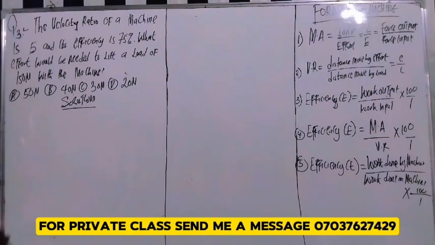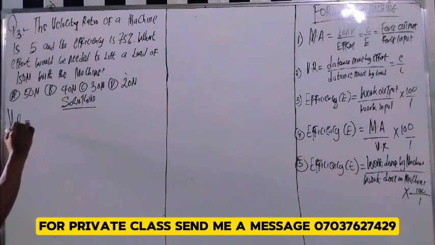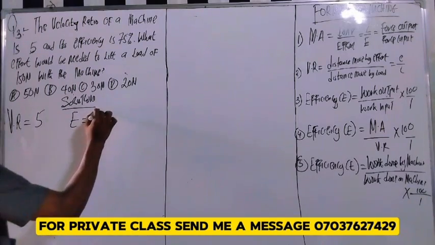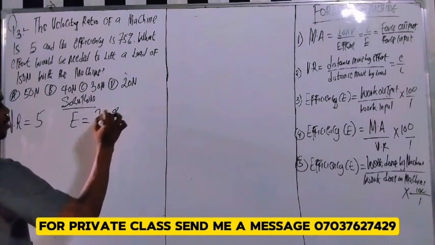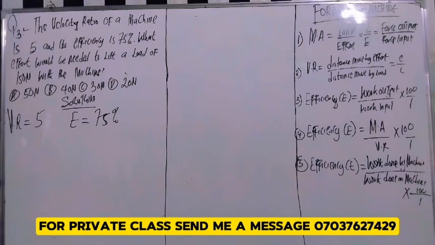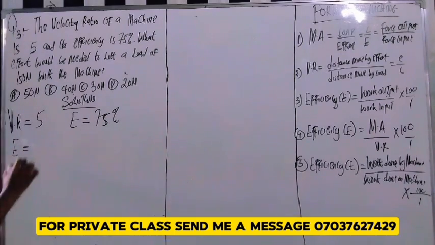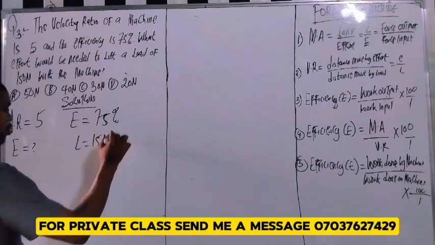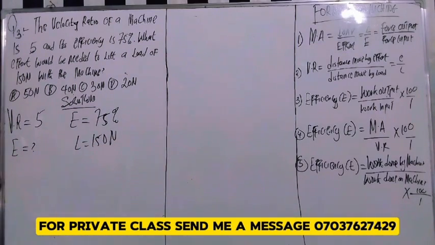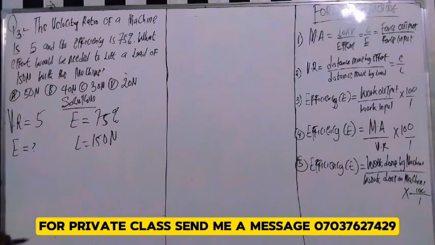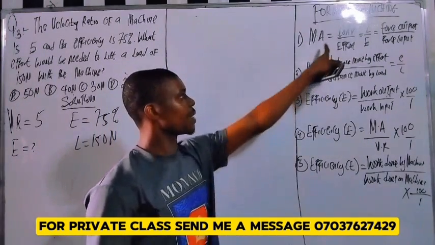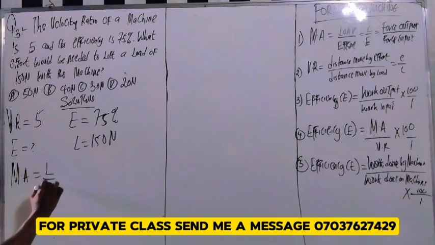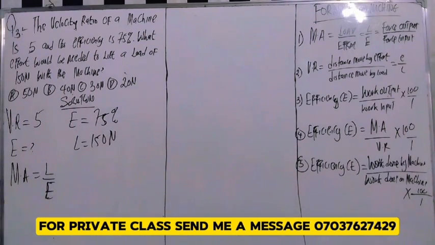So now my velocity ratio, which is VR, is 5, and the efficiency of the machine is 75%, right? Now they're asking what is the effort, E, that will be needed to lift a load of 150 newton, right? So now how do we calculate effort? Remember, we can calculate effort through our mechanical advantage, which is load over effort.